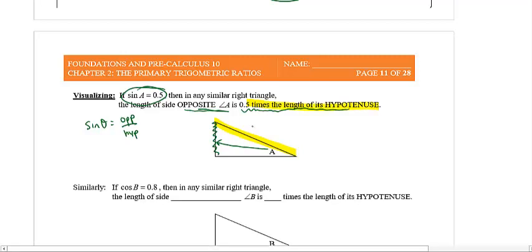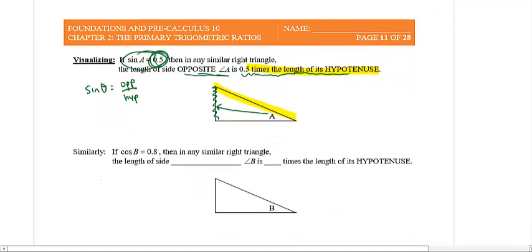So for example, if this was 2, this would be 1. If this was 20, this would be 10. If this was 200, it would be 100. If you're looking at this ratio of 0.5. Okay? Now, if cosine of angle B was 0.8, then in any similar triangle, the length of the side, not opposite, but adjacent this time, angle B, which would be this side here, is, in this case, 0.8 times the length of its hypotenuse. So, of course, if the hypotenuse was 10, then this would be 8. If this was 100, this would be 80. That's 0.8 times. Okay? And that's what these ratios mean.